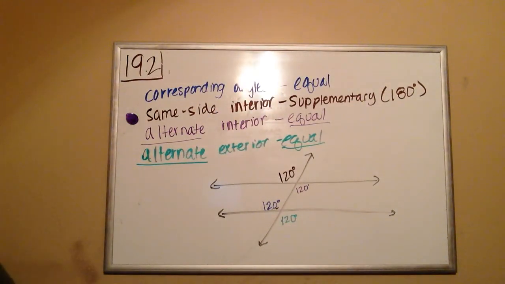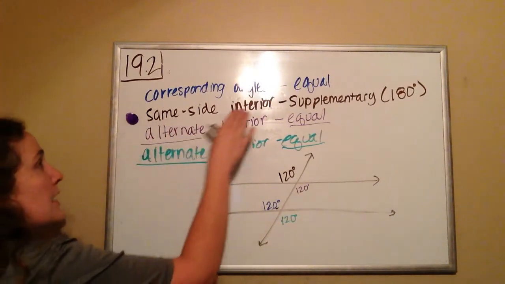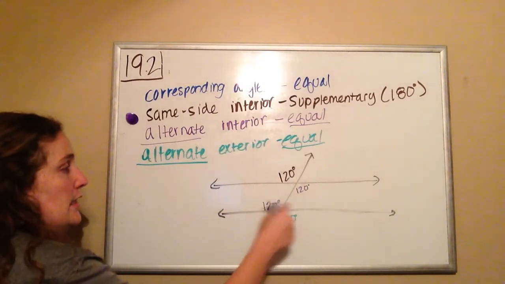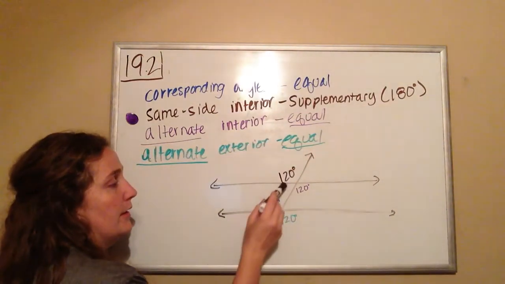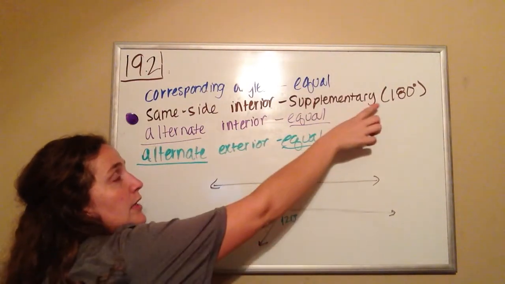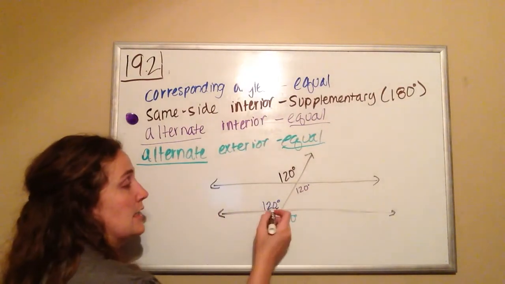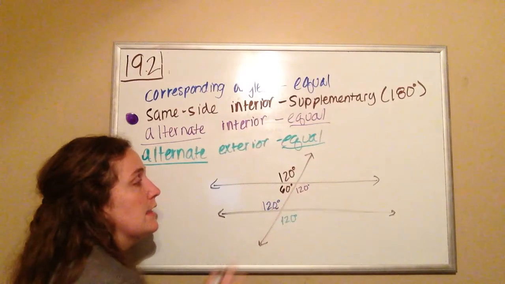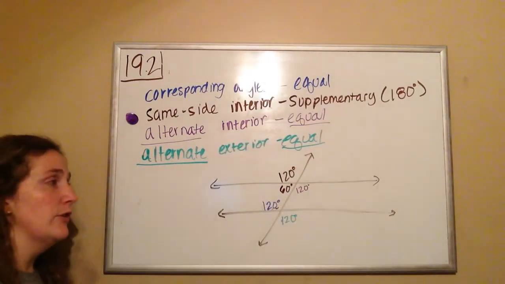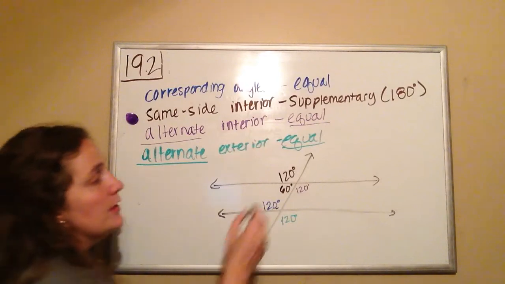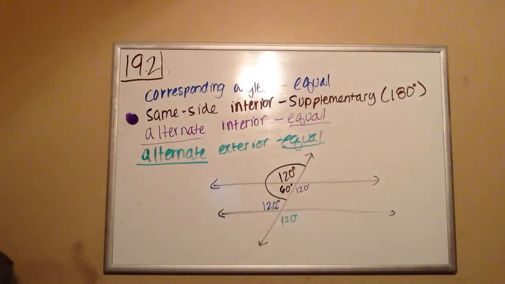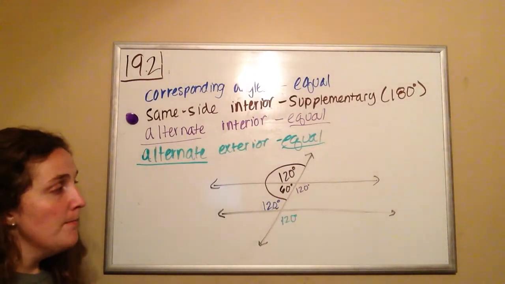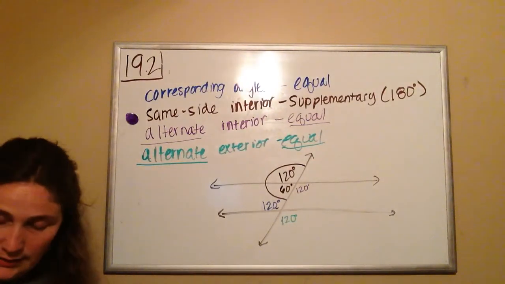Okay, the very last thing we're going to look at, the last vocabulary that we haven't looked at yet, is same side interior. So if we look at these interior angles, but we're looking at the same side of the transversal, that would be this one and this one. We know they need to add up to 180. So if this is 120, this one's going to be 60 degrees, so that those two add up to 180. Also notice that these two angles right here are what we call supplementary, and they should add up to 180 as well.